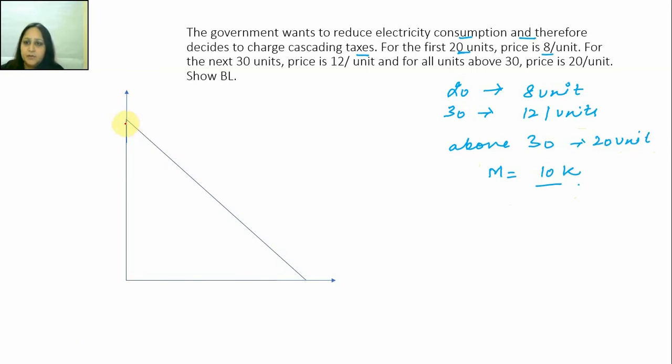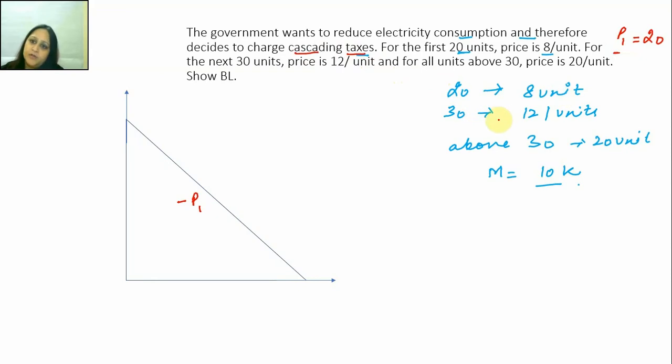First of all, what will happen? My initial slope is minus P1. So we will also have some initial price P1. And for the initial one, let's say the price is 20 rupees a unit. So the government is charging cascading taxes, which means that as our consumption increases, the amount of tax also keeps increasing, right? That is what we mean by cascading taxes. As our taxes keep increasing, our affordability keeps decreasing.